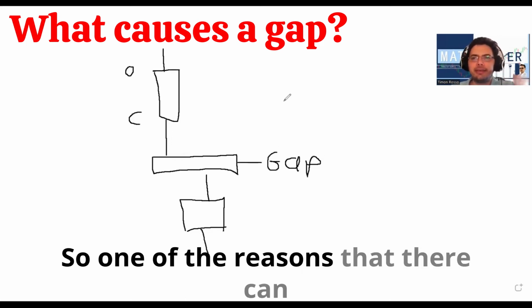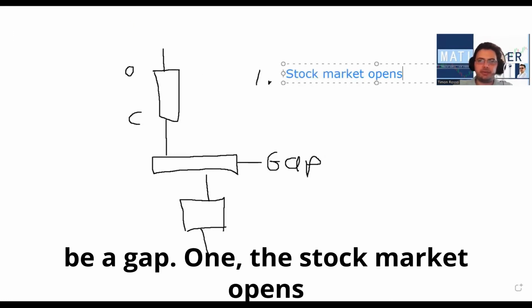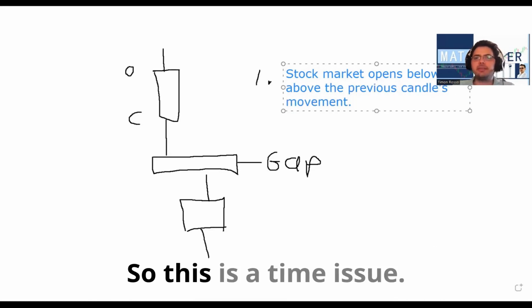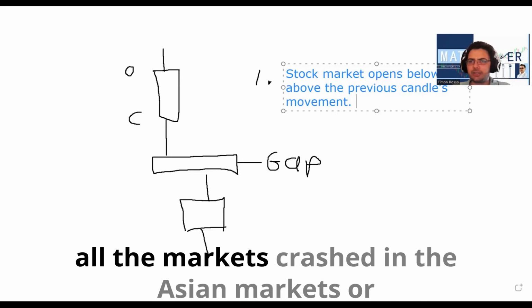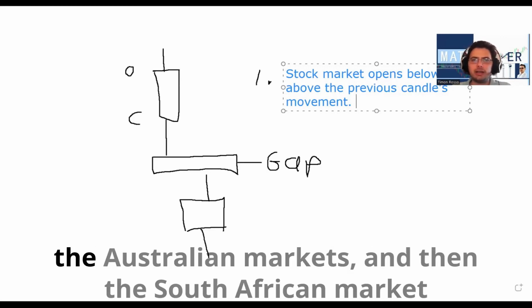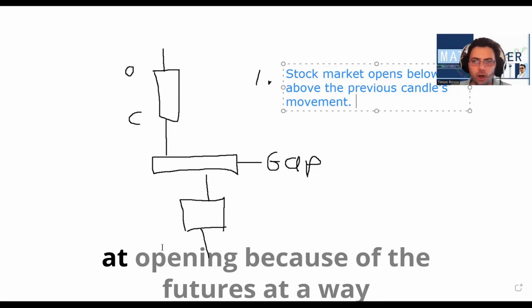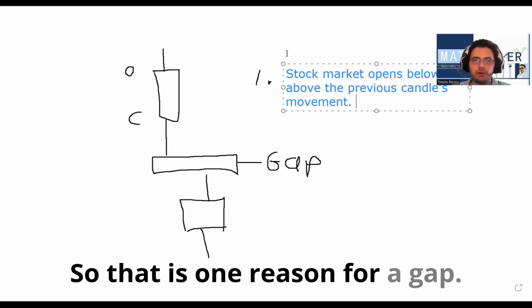So what are the reasons that there can be a gap? One, the stock market opens below or above the previous candle's movement. So this is a time issue. If something bad happened overnight with the markets and all the markets crashed in the Asian markets or the Australian markets, and then the South African market opens the next day, it has a higher chance of opening, because of the futures, at a way lower price than what it closed at. So that is one reason for a gap.